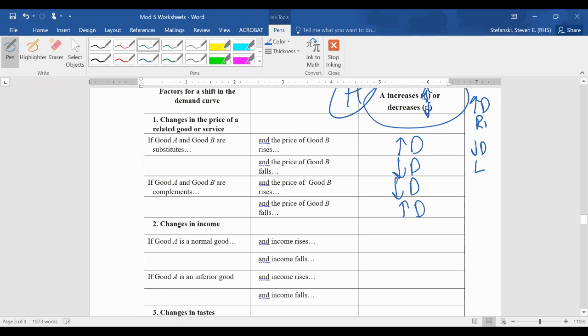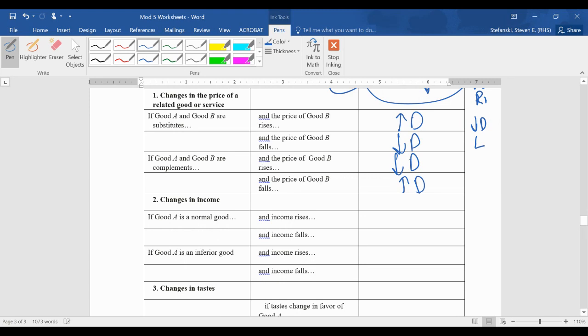Changes in income. If A is a normal good and your income rises, we'll see an increase in demand. If your income falls, if it's a normal good, you'll see a decrease in demand. Then if good A is an inferior good and your income rises, you're going to buy less of that inferior good. And if your income falls, you're going to buy more of that inferior good.